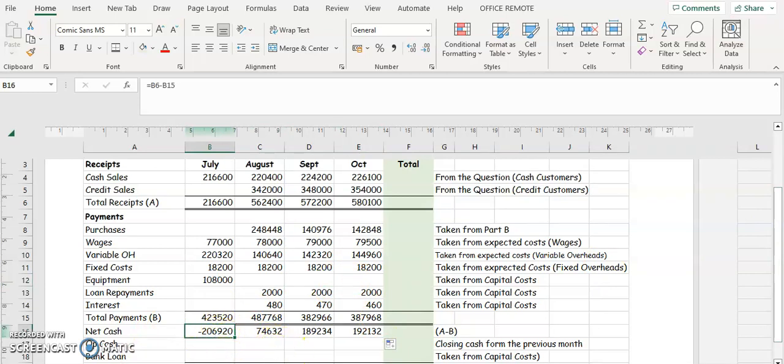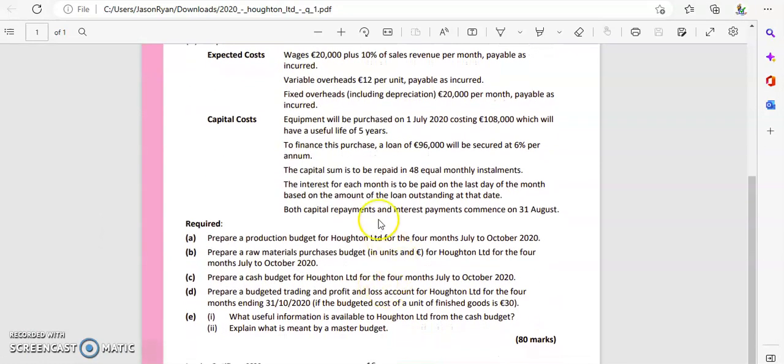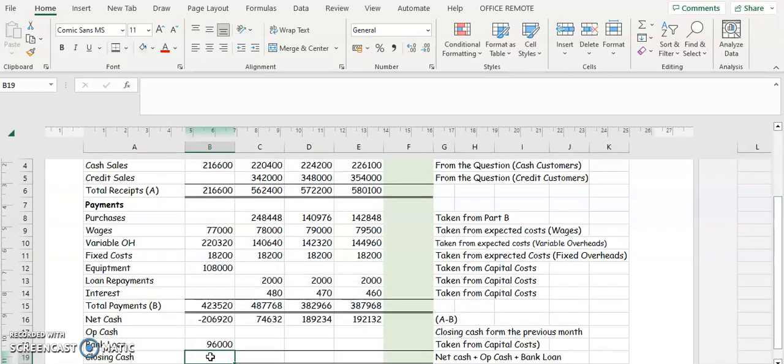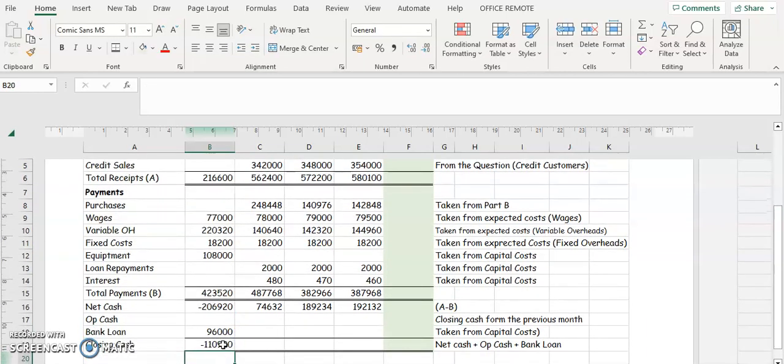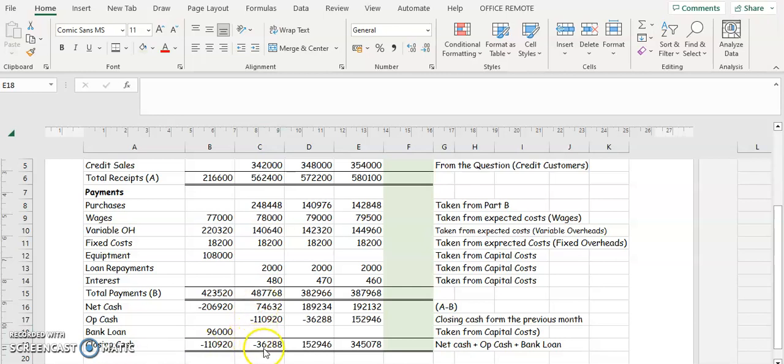Then it tells us in the question that to help us with the purchase of this equipment, we're going to get a loan of 96,000. So 96,000 is going to go into the bank loan. What we're going to do is add them together. Remember, the closing cash for one month becomes the opening cash for the next. Once again, I've done them up there for you, so you can pause the video to see if you're getting the same figures. We've got minus for July and August.